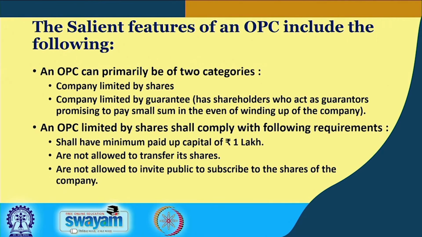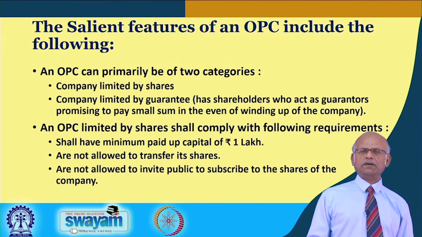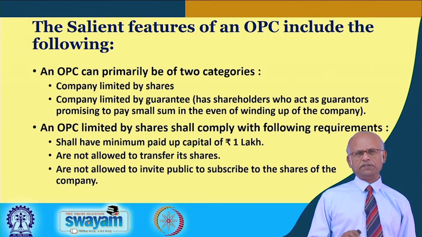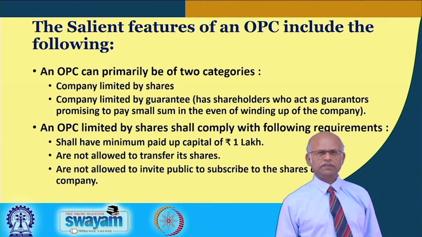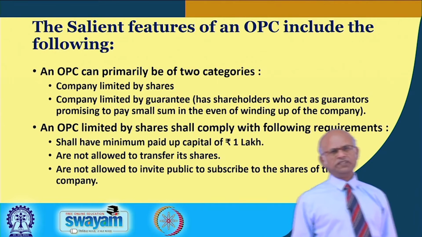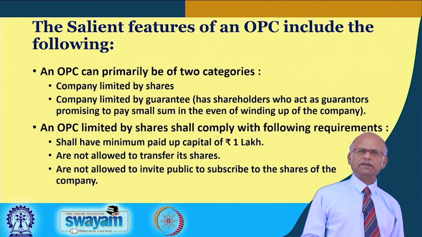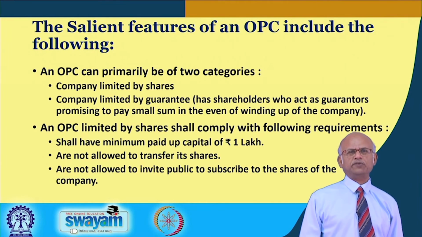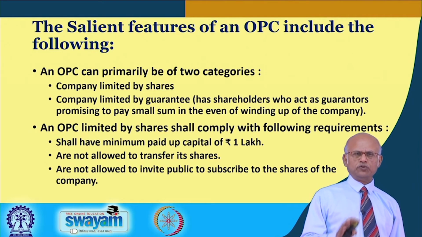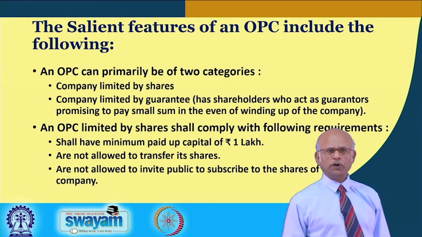As I mentioned, companies are primarily of two types. There are four types actually, but primarily two types. One is company limited by shares, another is company limited by guarantee. For limited by guarantee, there are three formats, but we will discuss only these two formats of one person company.